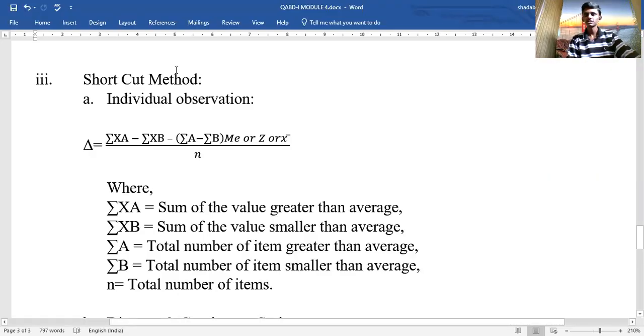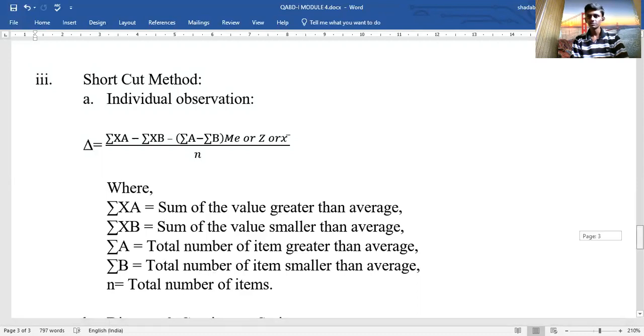Shortcut, when individual series are given, the formula will be delta equal sigma xa minus sigma xb minus open bracket sigma a minus sigma b close bracket, median or mode or x bar based on the question, divided by n. What is sigma xa? Sum of the values greater than average. Sigma xb, sum of the values smaller than average. Sigma a, total number of items greater than average. Sigma b, total number of items smaller than average. N equals total number of items.